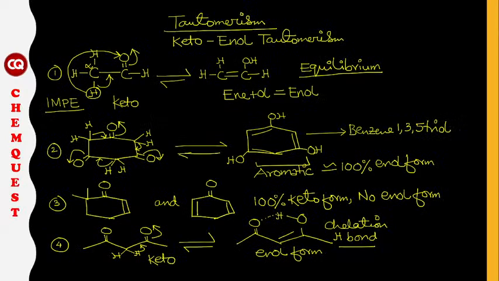In keto-enol tautomerism, you have to identify the percentage enol content in the compound with the IMP mechanism, intramolecular proton exchange type, and keto and enol forms are in equilibrium, and alpha hydrogens are removed from the system to attach with keto.